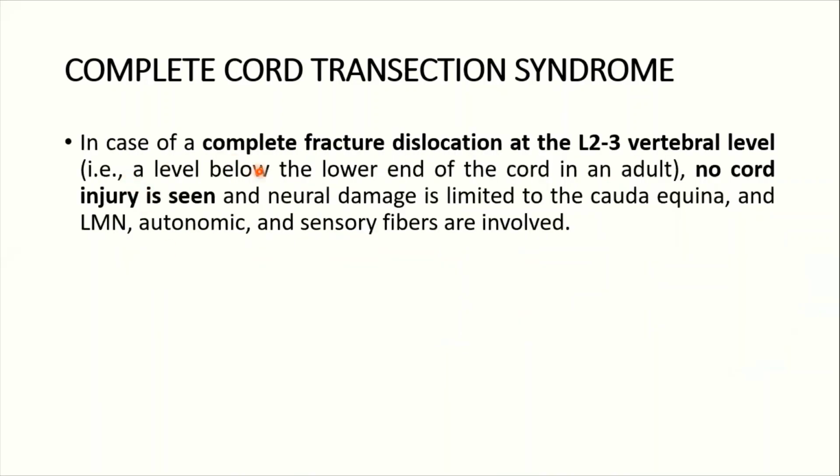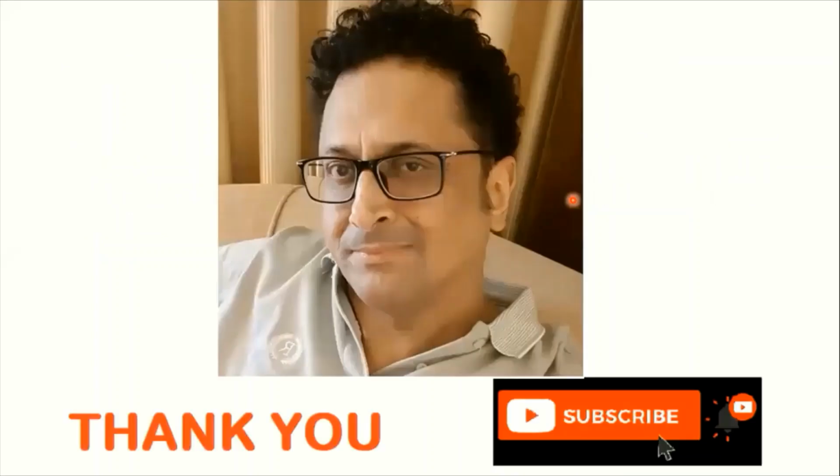In case of a complete fracture dislocation at the L2-3 vertebral level, that is a level below the lower end of the cord in an adult, no cord injury is seen, and neural damage is limited to the cauda equina, and lower motor neuron, autonomic and sensory fibers are involved.